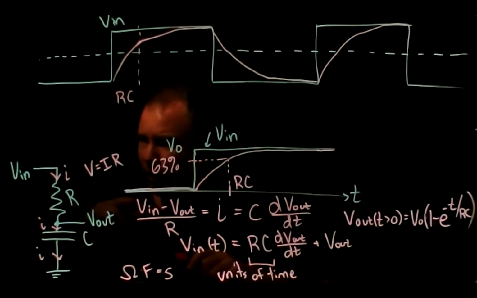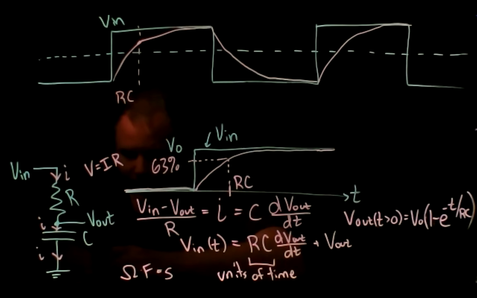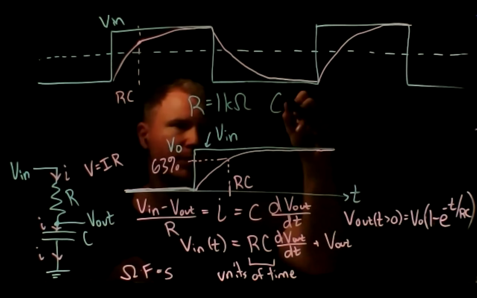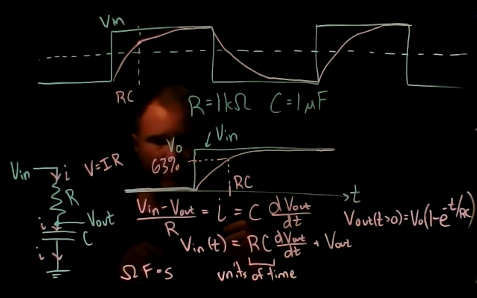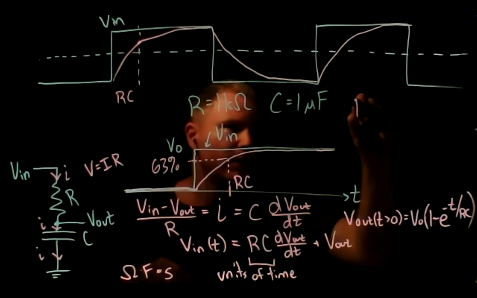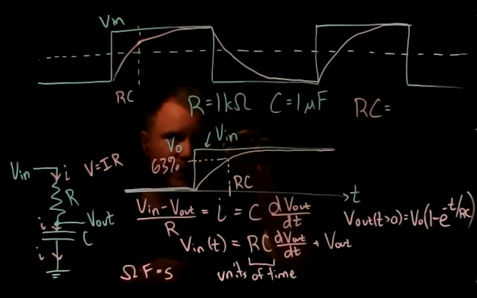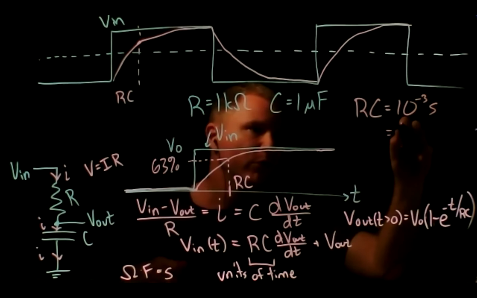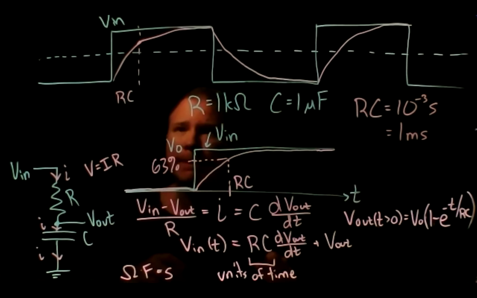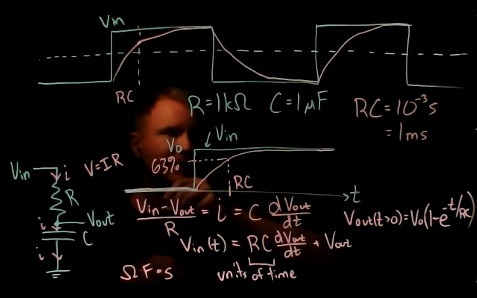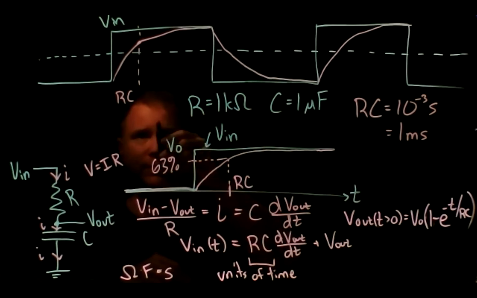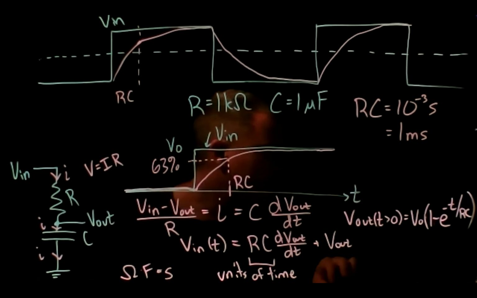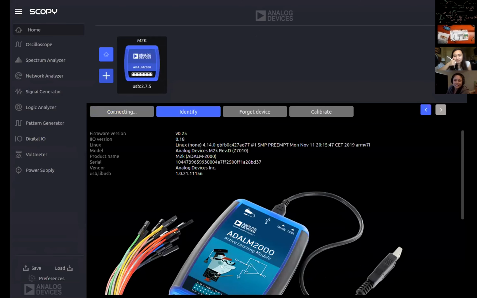So let me go over to my demo here. In my demo, I've picked R to be 1 kilo ohm and C to be 1 microfarad. And so RC is 10 to the plus 3 times 10 to the minus 6. This is 10 to the minus 3 seconds, or 1 millisecond. And so I'm going to put in a square wave that's slower than 1 kilohertz, or maybe a tenth of a 1 kilohertz square wave. So let me switch over to the other screen and show you what's going on there. Okay, connect. All right.